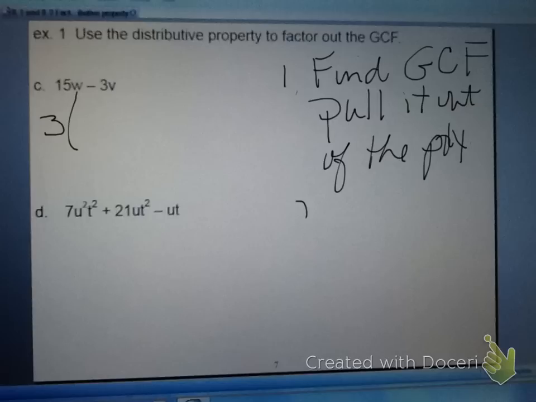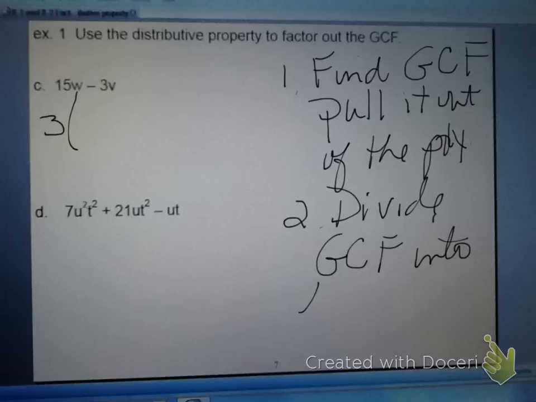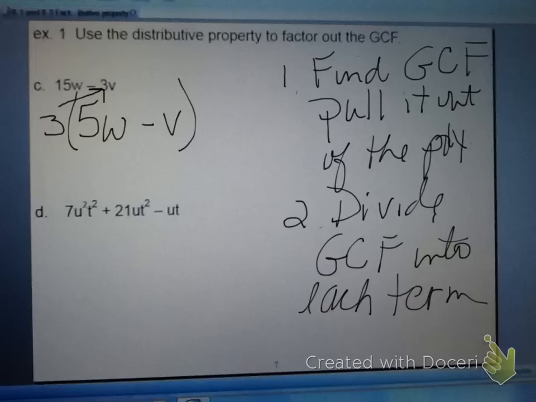And then step 2 is divide the GCF into each term. So 3 goes into 15y, 5w, minus, and then 3 goes into 3v, 1v, or we could just say v.